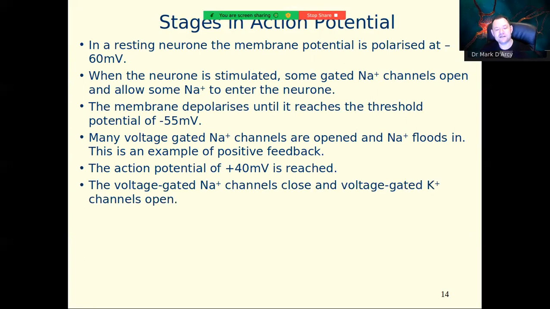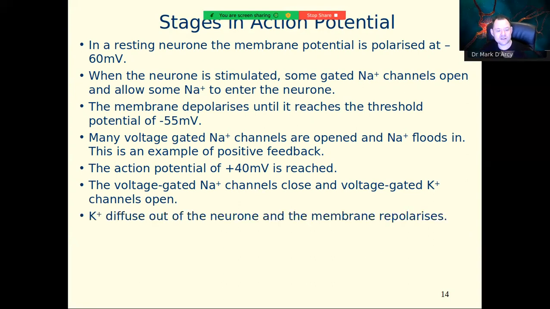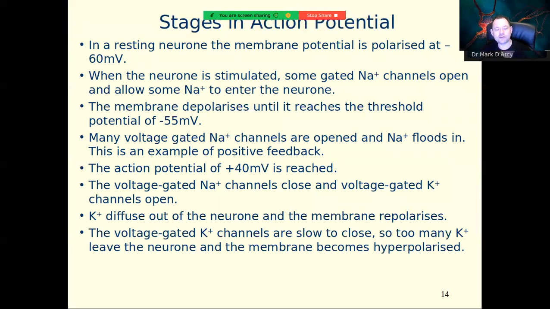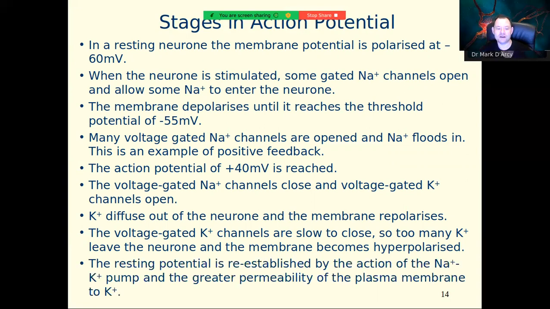The voltage-gated sodium channels close and voltage-gated potassium channels open. Potassium diffuses out of the neuron and the membrane repolarizes. The voltage-gated potassium channels are slow to close, so too many potassium ions leave the neuron and the membrane becomes hyperpolarized. The resting potential is reestablished by the action of the sodium-potassium pump and the greater permeability of the plasma membrane to potassium.